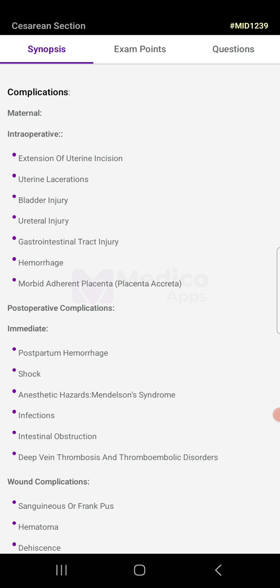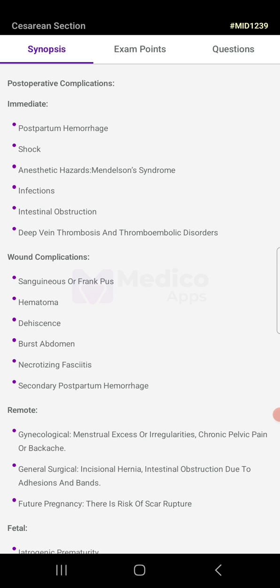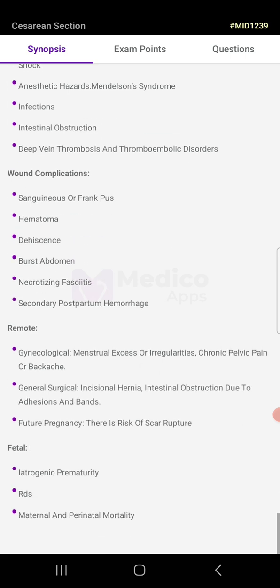Complication. Maternal. Intraoperative. Extension of the uterine incision, uterine laceration, bladder injury, ureteric injury, gastrointestinal tract injury, hemorrhage, morbid adherent placenta, placenta accreta. Post-operative complication. Immediate. Postpartum hemorrhage, shock, anesthetic hazards, Mendelson syndrome, infection, intestinal obstruction, deep vein thrombosis, and the thromboembolic disorder.